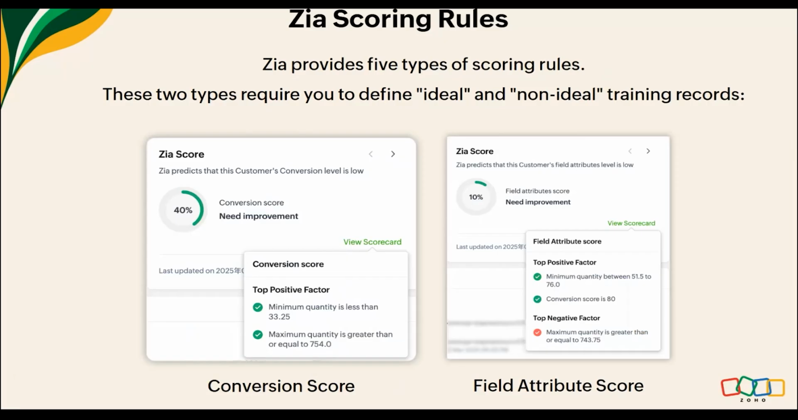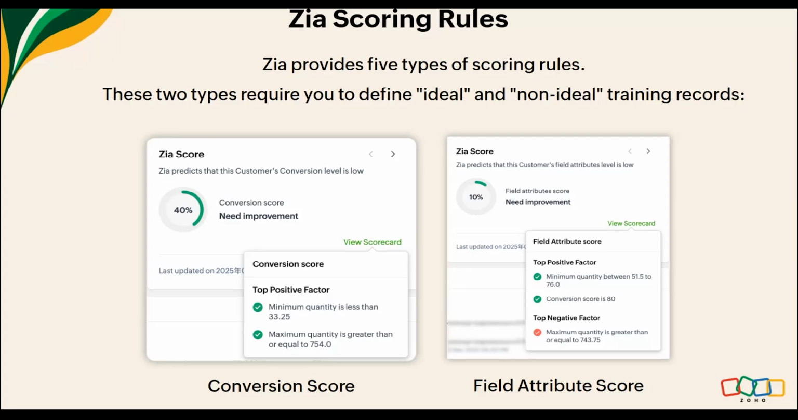We also have the conversion score, which basically looks at how likely a record is to reach some sort of positive outcome. Simply put, how likely a deal is to become a closed one, or how likely a lead is to be converted into a contact. So a conversion score takes stock of something like this. And finally, we also have the field attribute score, which simply assesses the completeness and quality of data in a record based on all of the fields that have been filled up for that particular record.